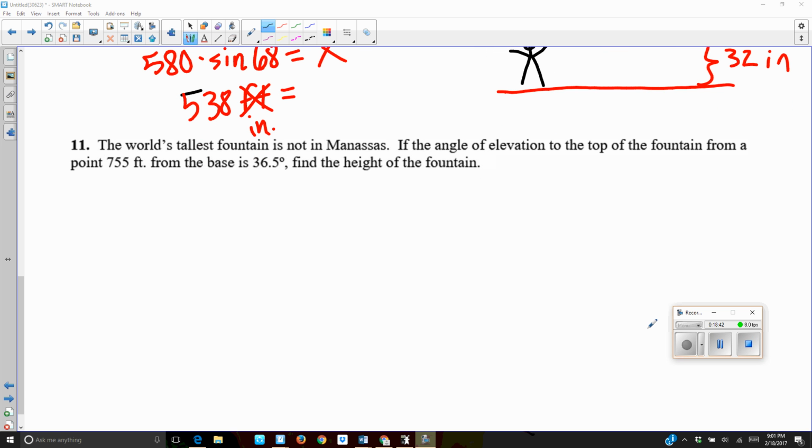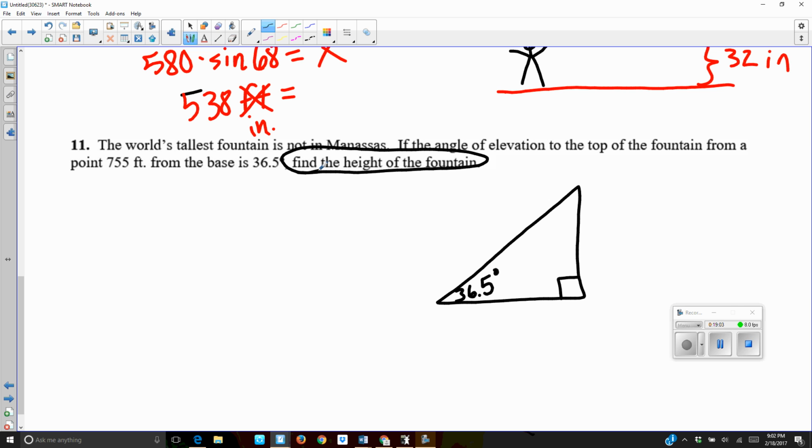All right, last problem. The world's tallest fountain is not in Manassas. The angle of elevation to the top of the fountain from 755 feet from the base is 36.5 degrees. Again, I'm going to draw my angle right here, bottom left corner, 36.5. The question says find the height of the fountain. So you see that word height, that's going to be talking about the vertical, so that's our x.